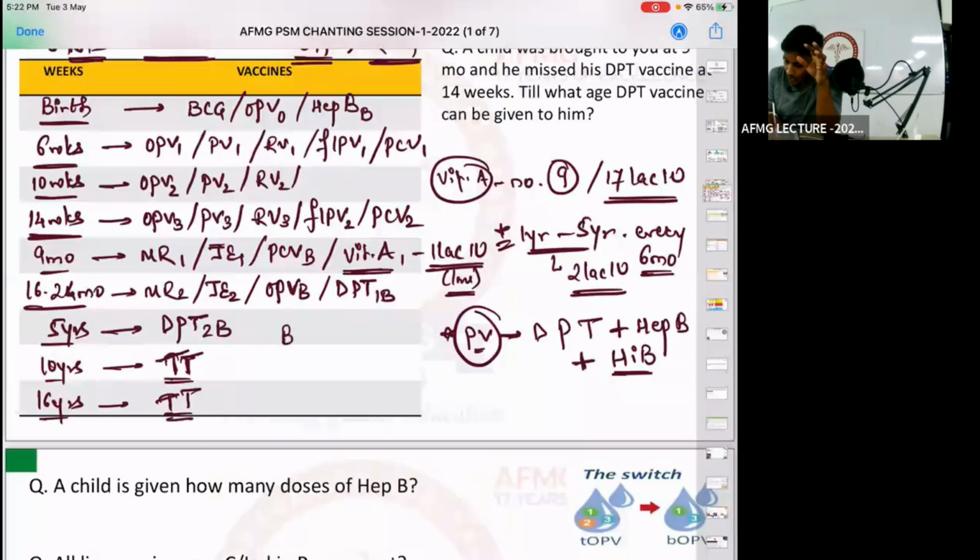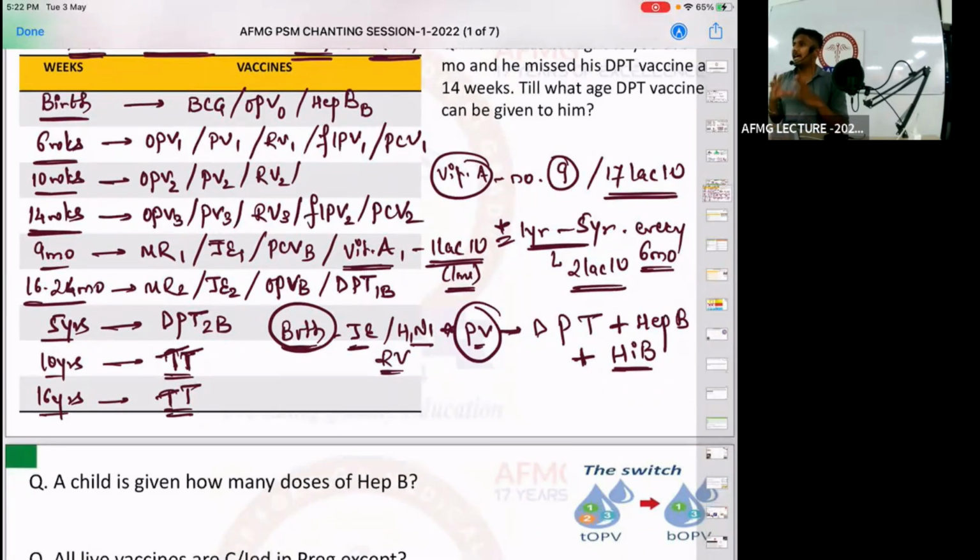So if they ask you which vaccines are live as well as killed, Japanese encephalitis and H1N1. Rotavirus bhi hai, but rotavirus we generally only use the one. So it is Japanese encephalitis, H1N1 and rotavirus which have live as well as killed strains. Okay. One more vaccine which has different names.